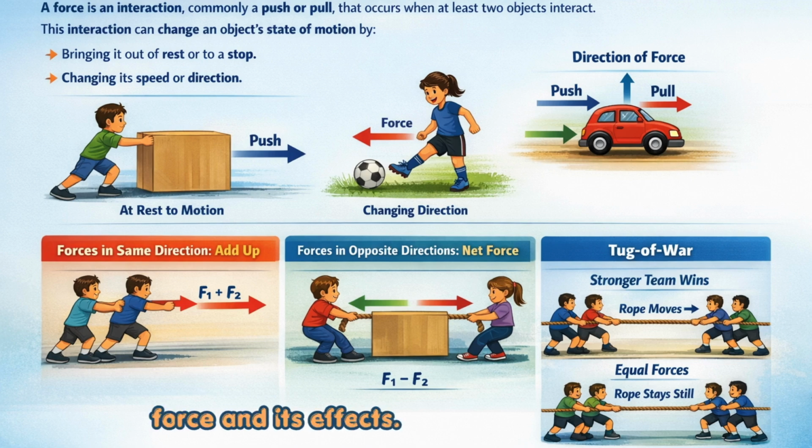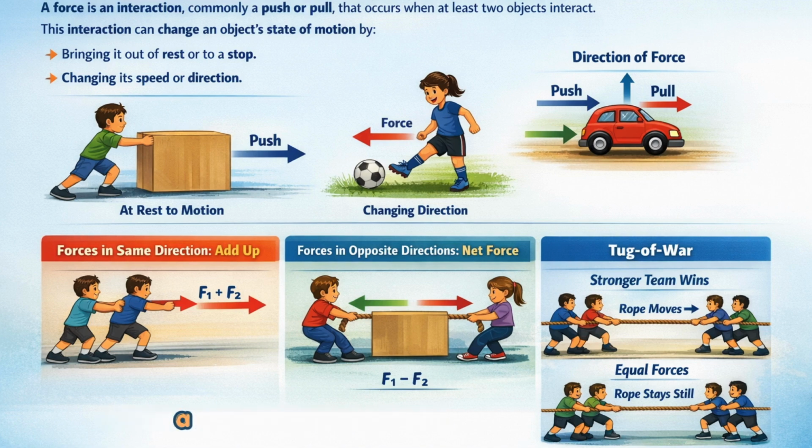Force and its effects. A force is an interaction, commonly a push or pull, that occurs when at least two objects interact. This interaction can change an object's state of motion by bringing it out of rest or to a stop, changing its speed or direction. The direction of the push or pull defines the direction of force, often represented by arrows.